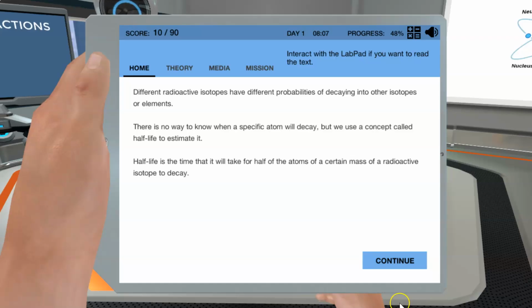estimate it. Half-life is the time that it will take for half of the atoms of a certain mass of a radioactive isotope to decay.